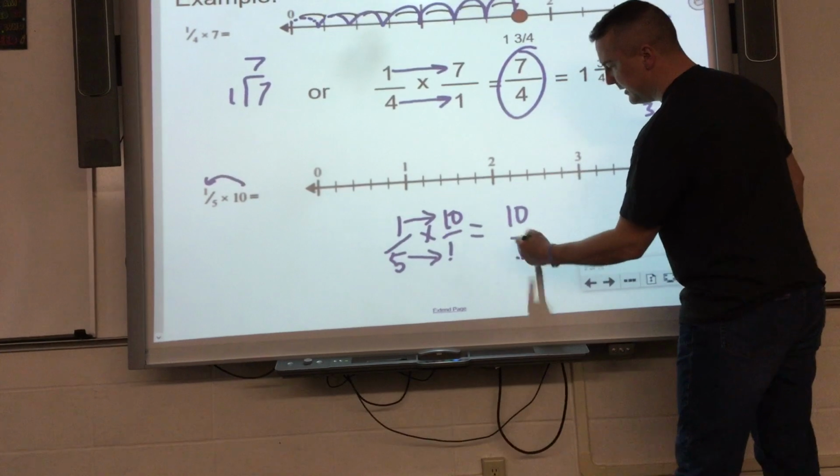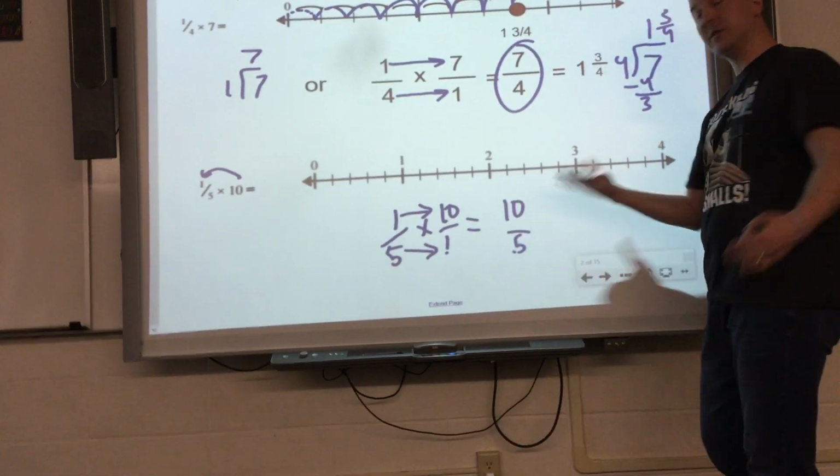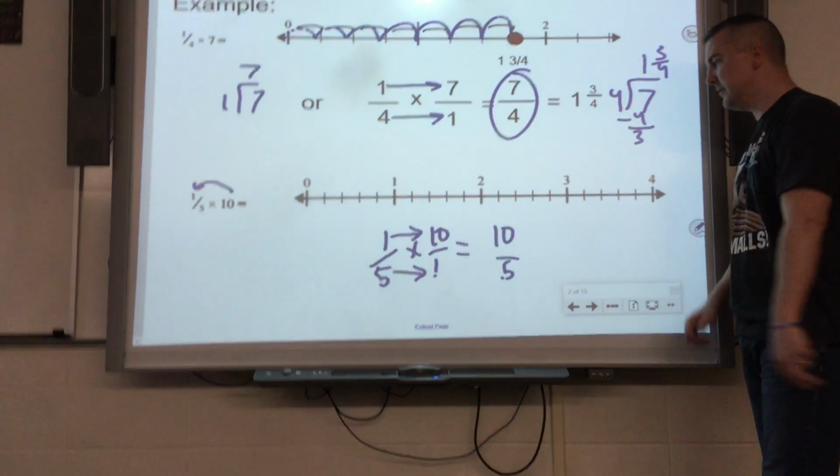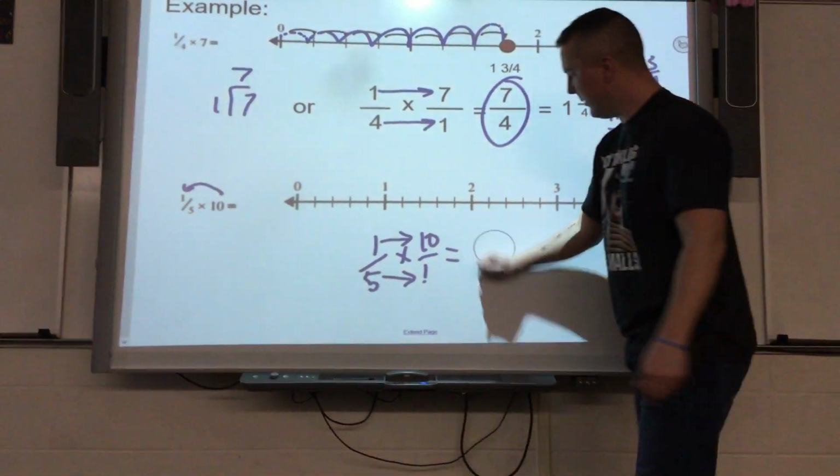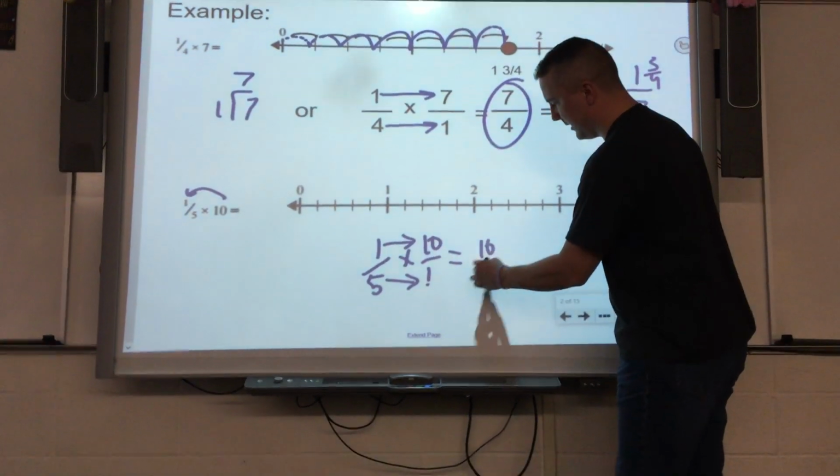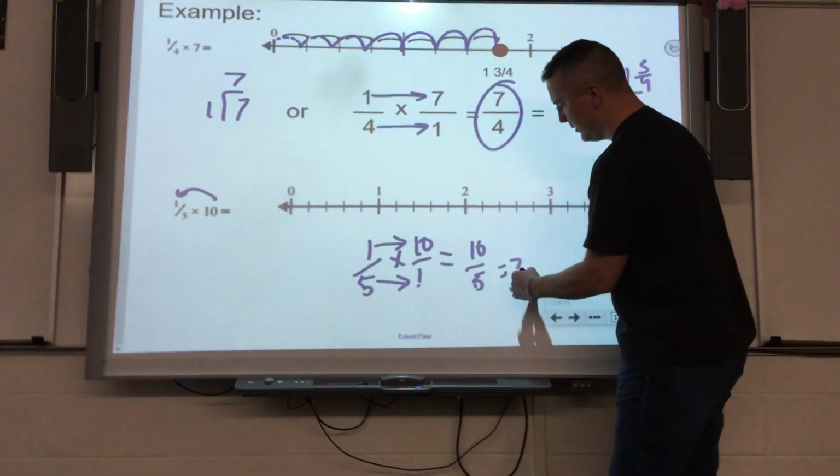10 over 5, an improper fraction. You can probably do that in your head. If not, set it up as a division problem. You get 2. Well, I'm going to make sure that makes sense. Our answer is 2.